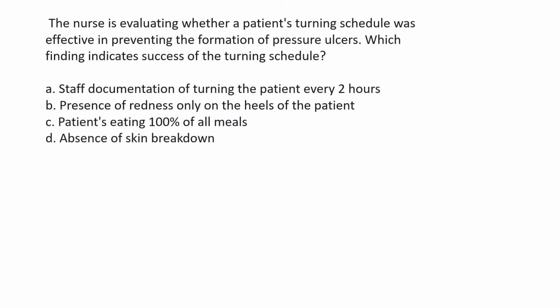The nurse is evaluating whether a patient's turning schedule was effective in preventing the formation of pressure ulcers. Which finding indicates success of the turning schedule? A. Staff documentation of turning the patient every 2 hours. B. Presence of redness only on the heels of the patient. C. Patients eating 100% of all meals. D. Absence of skin breakdown.